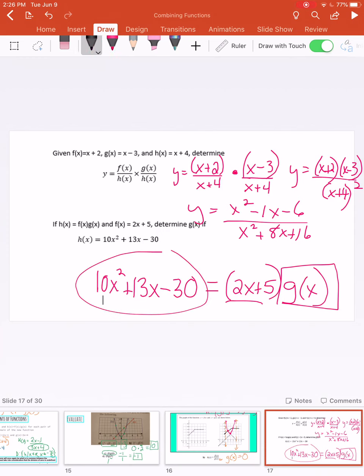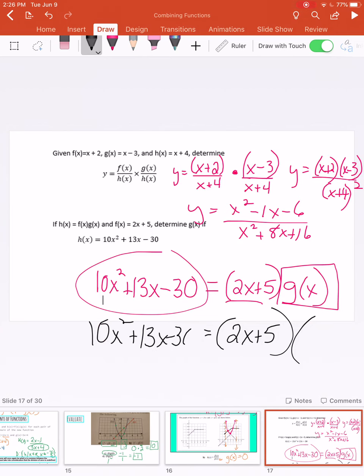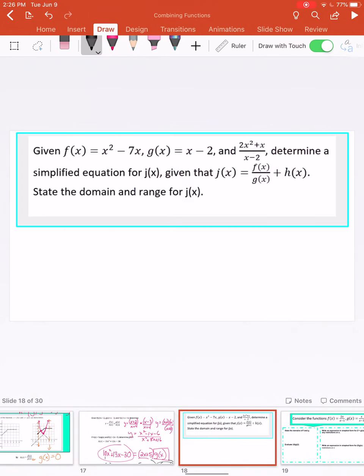So really I know I'm multiplying two binomials. So 2x plus 5. In order to end up with 10x squared, if I just look at each individual term here, 2x times 5x would give me 10x squared. So I know my first term in this binomial has to be 5x. In order to end up with a negative 30, 5 times negative 6 gives me negative 30. And then you could multiply it out and check that middle term and make sure it works. But my answer should be 5x minus 6.